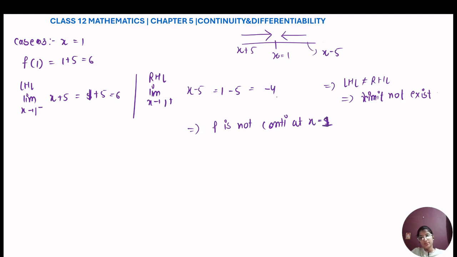Why I'm focusing on pi, because I think there is a constant of pi, that's why. But we get that f is not continuous at x equals 1.